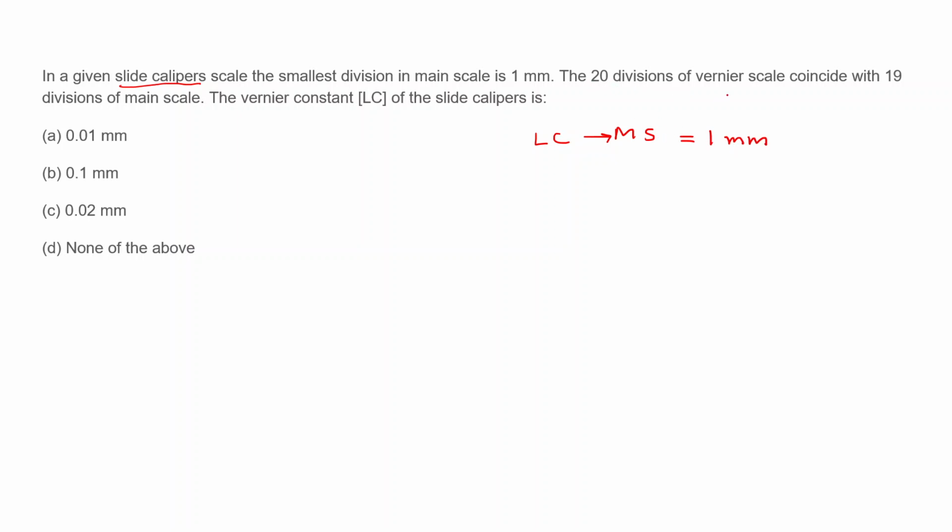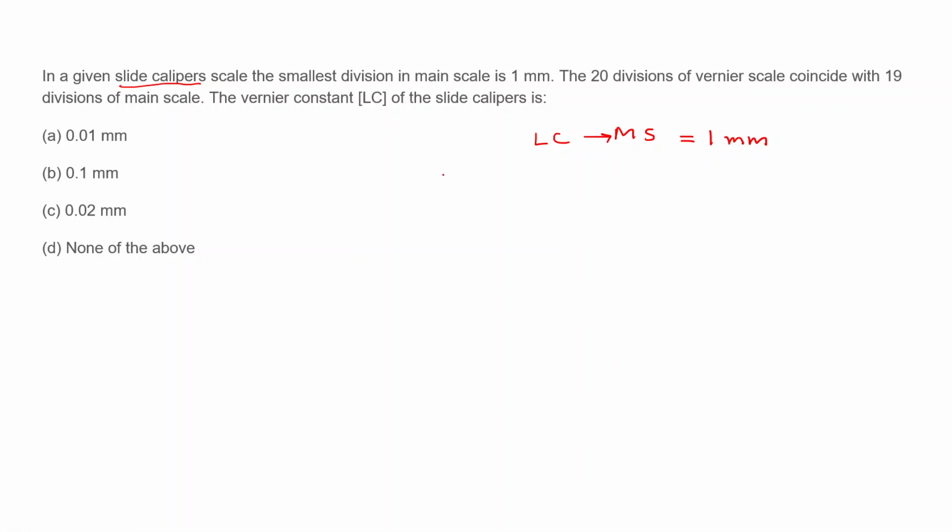The 20 divisions of vernier scale coincide with 19 divisions of main scale. See, this is what I was telling, that different vernier calipers may have different changing divisions. It's not compulsory that all will have same. So here the 20 divisions of vernier scale coincide with 19 divisions of main scale, and they have asked us the vernier constant or the least count of the slide caliper.